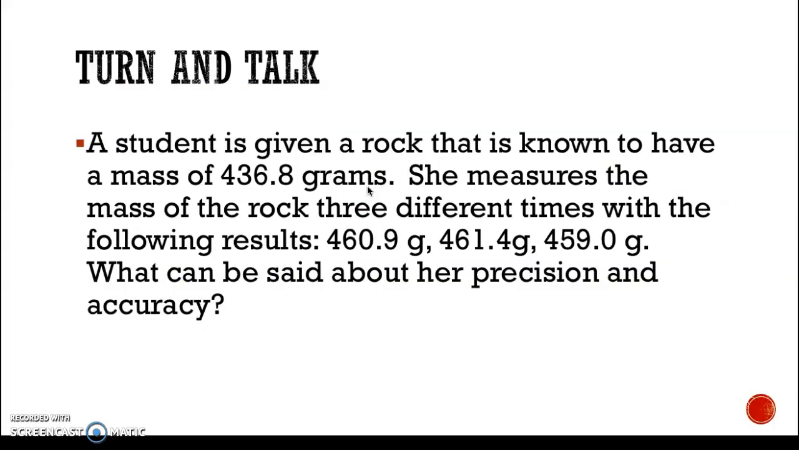So we're going to do this as a breakout room. If you're in the live video, you'll understand. If you're not, take it and try to see if you can figure this out. A student is given a rock that is known to have a mass of 436.8 grams. She measures the mass of the rock 3 different times with the following results: 460.9 grams, 461.4 grams, and 459.0 grams. What can be said about her precision and accuracy? I want you to take a moment, think about that, and let me know when we have the live class. What do you think?